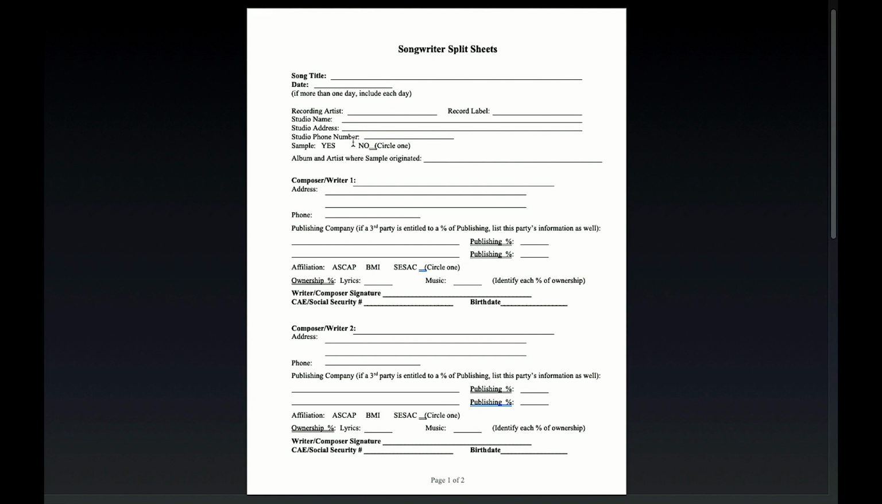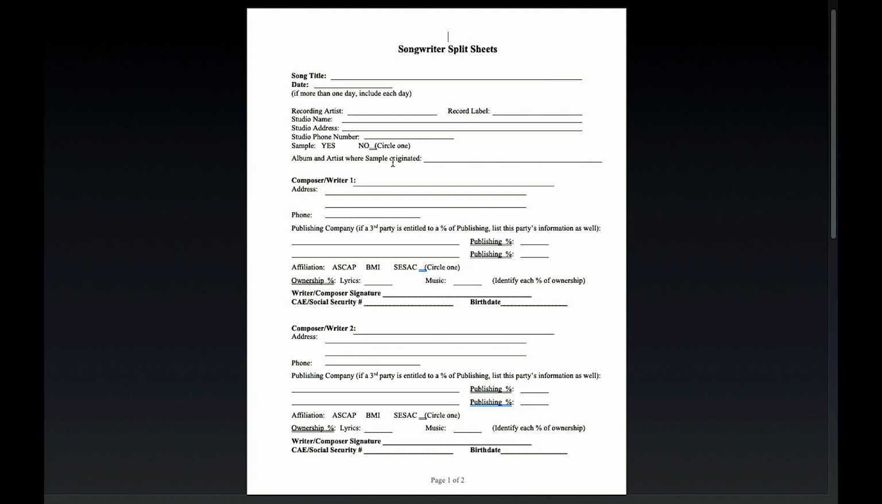If there's a sample, simply circle yes or no. And the song that was sampled. That's important. You don't want to work on a song or have your name on a song that's sampled and you don't know what sample it is, or you don't even know that it was sampled in general. It will come back to bite you in the butt. Trust me.